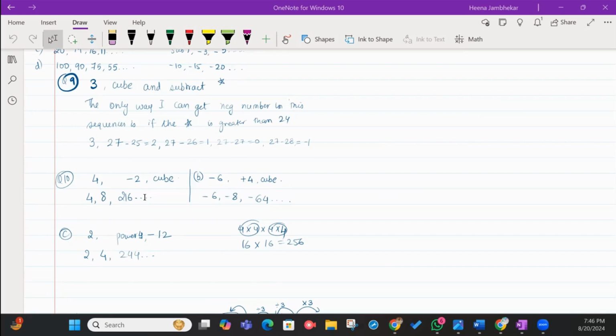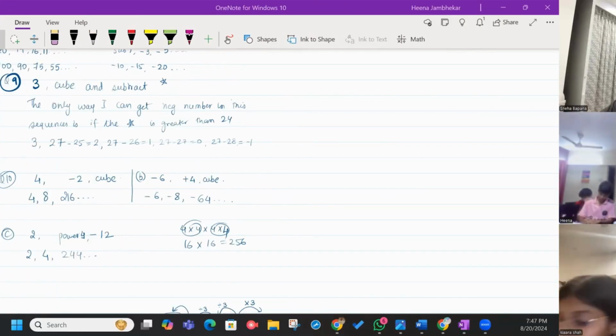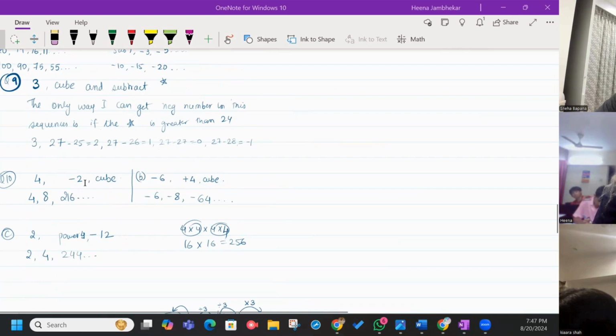Sneha, did you get? Kiara, did you get? Did you get the answer as 4, 8 and 216? Yes. Anybody who didn't get these answers? Beta, how 72? Cube, right? Same mistake. No, he squared the 8. But 2 cube would be 8, right? No, first thing you have to subtract 2, no? So 8 minus 2 will give you how much?